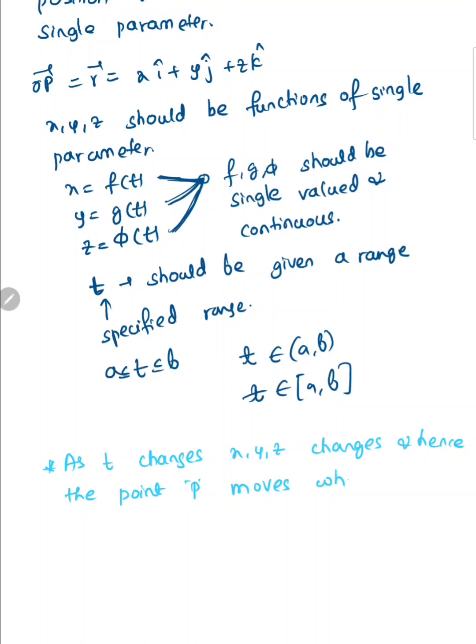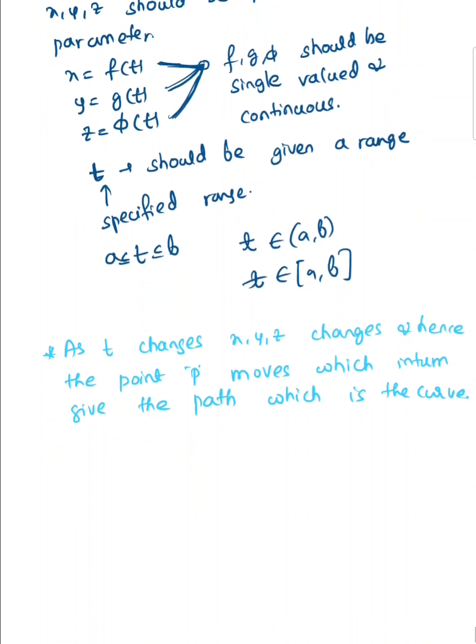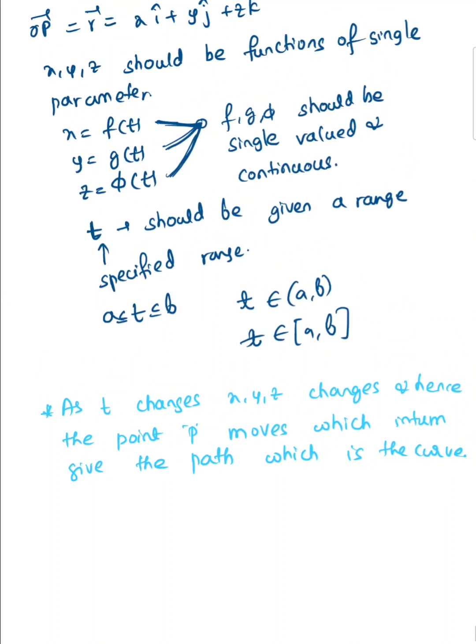Which in turn gives the path, which is our required curve, which is the curve that we are in need of. So this is about the curve. So what is the need of writing a curve such that it is depending upon a single parameter?